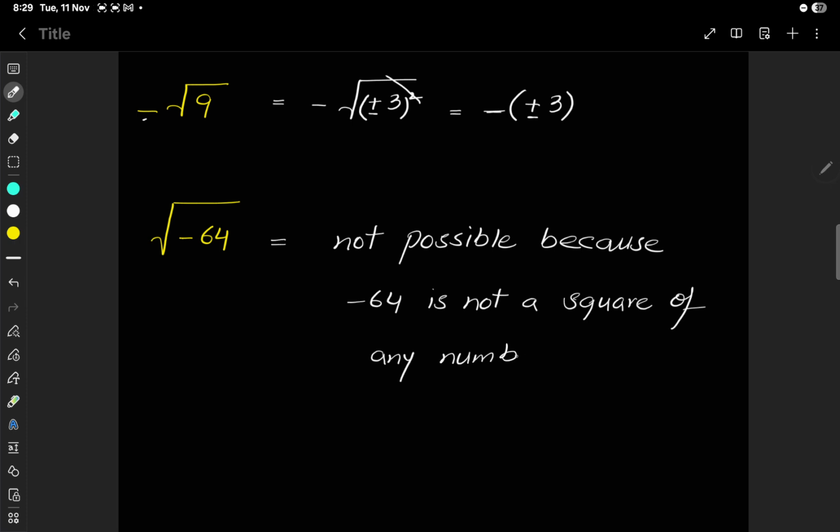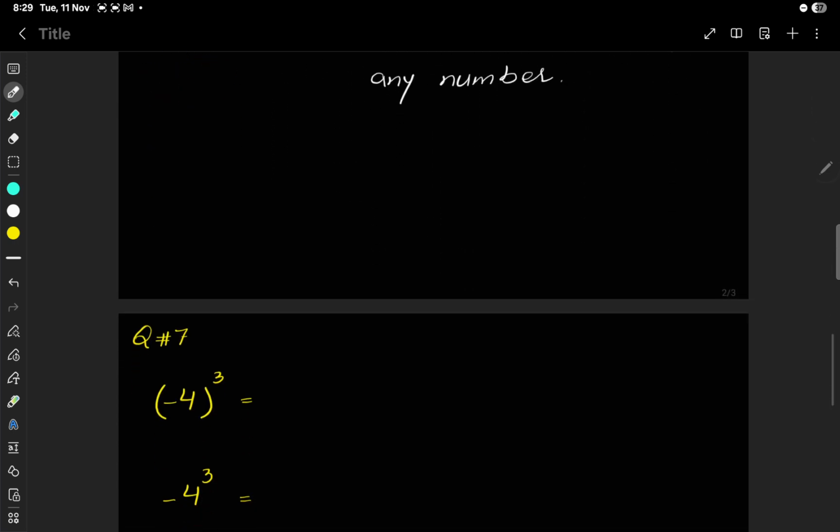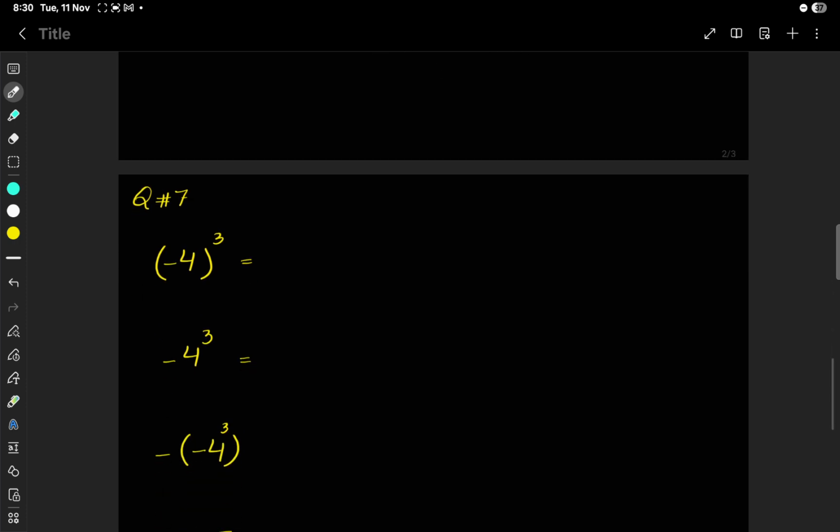So that's why it is not possible to find out the square root of minus 64. Now let's move to question number 7. These kinds of questions you will get in the objective part of your paper.